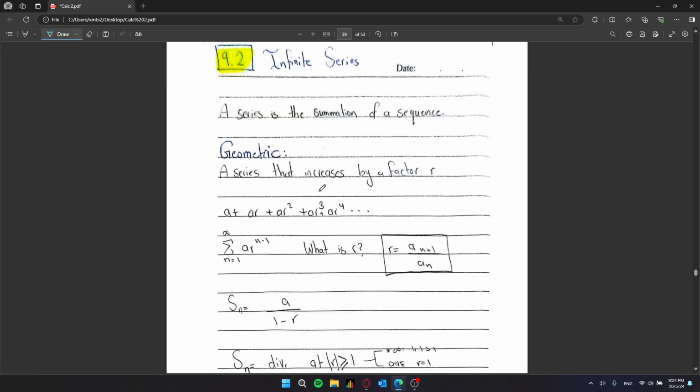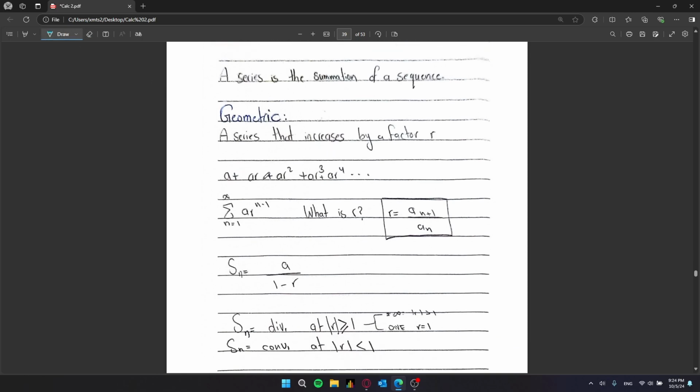When you have a geometric series and you're trying to find r, you just divide any number by the number before it, so ar squared over ar, and so on. This is the value of r. This is how you determine what r is in a geometric series. And this is how you express a geometric series as a summation.